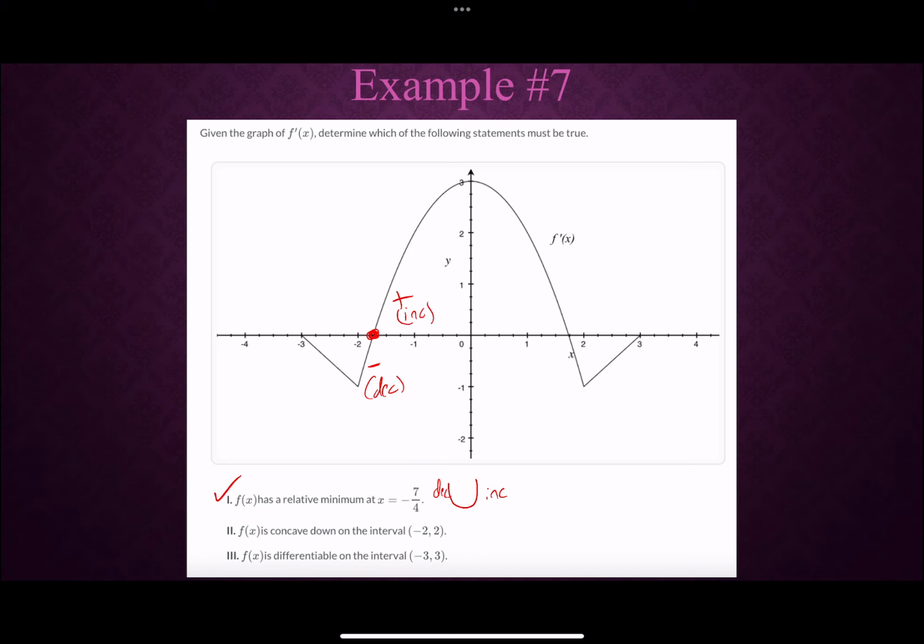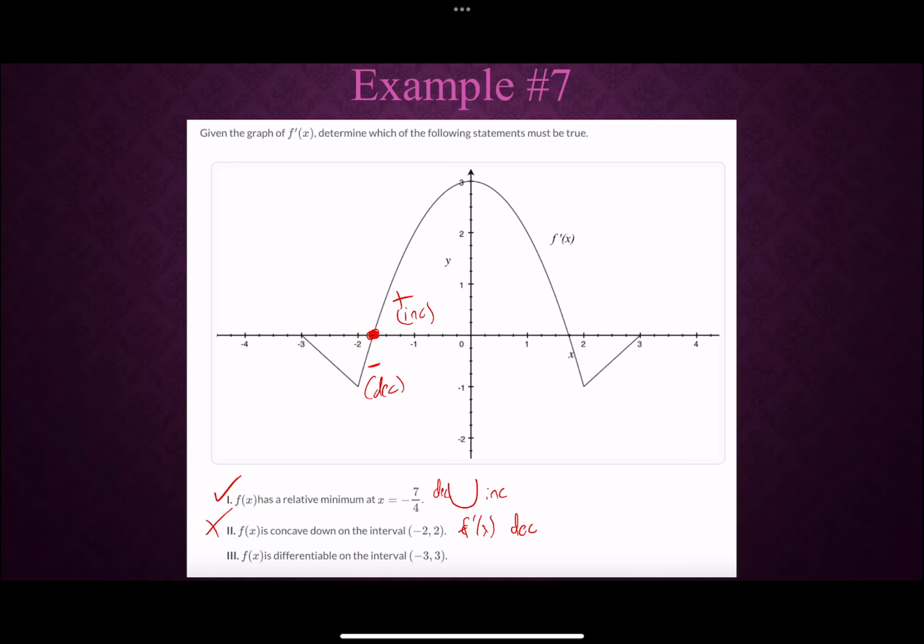Is it concave down from -2 to +2? Well, that's a concave down shape, but we're given the graph of the derivative, so we are looking for where the derivative is decreasing. And from -2 to 2, it's not decreasing the whole time. In fact, it increases from -2 to 0, so therefore that's a no.